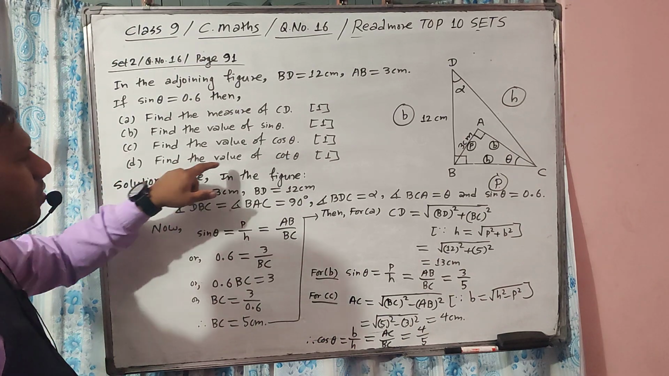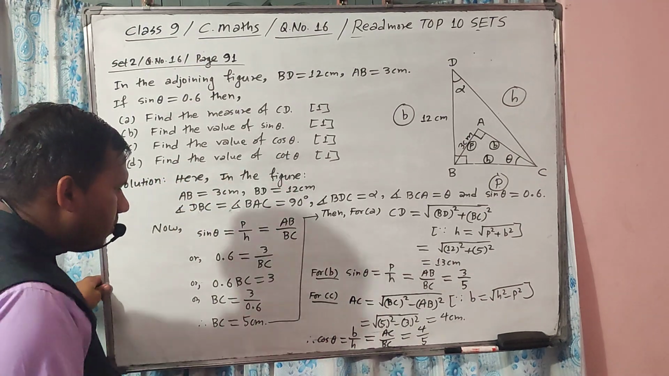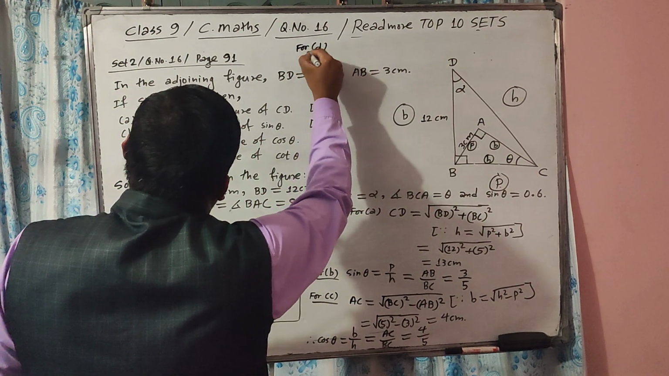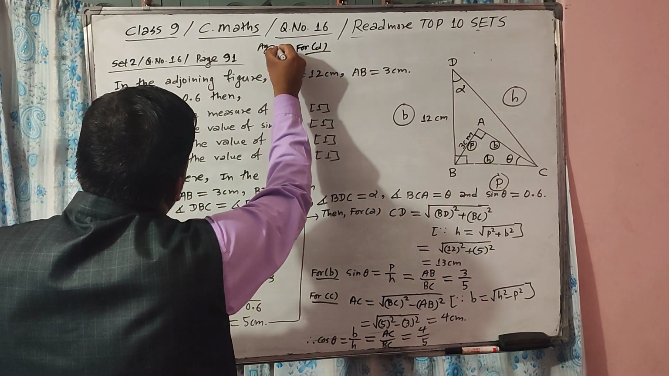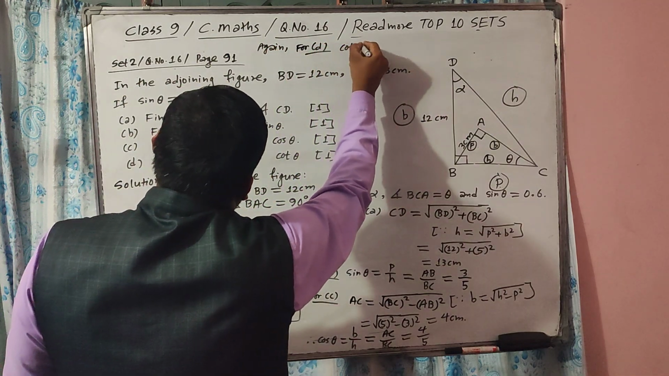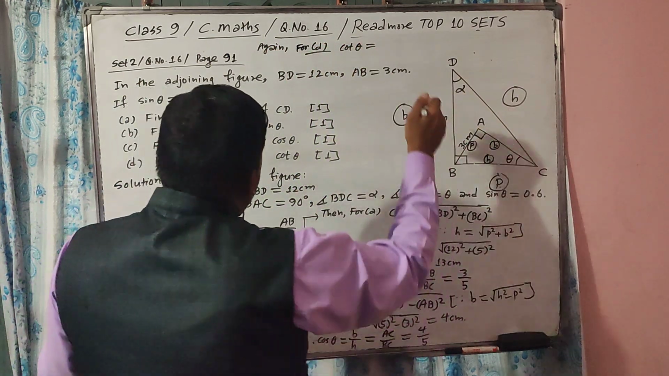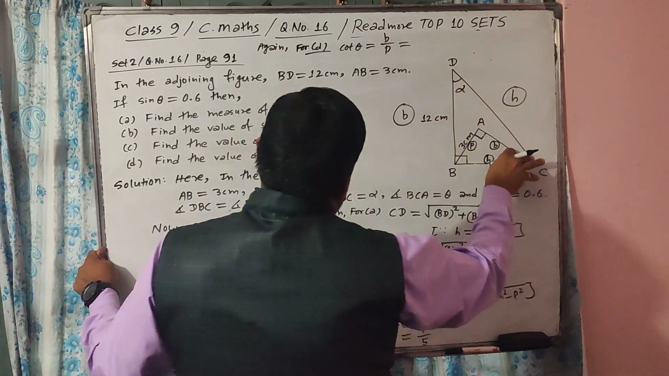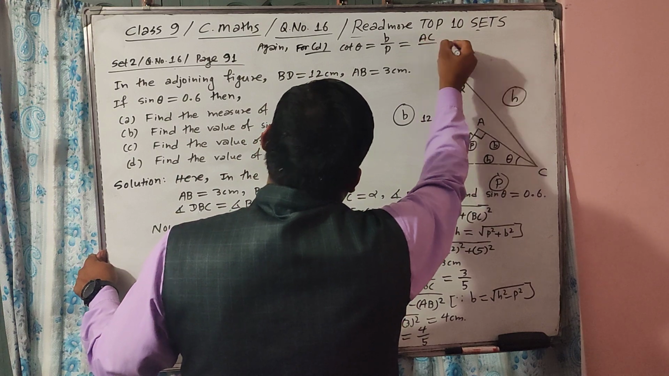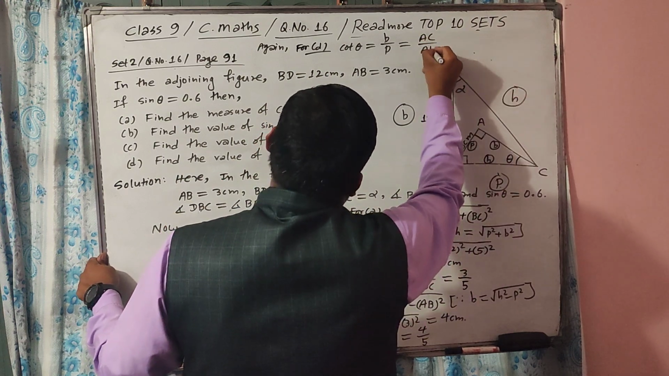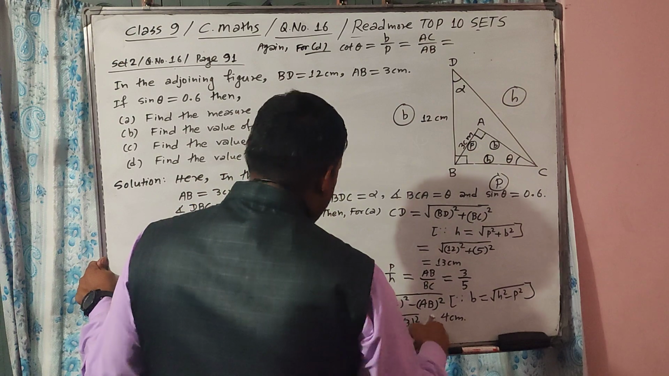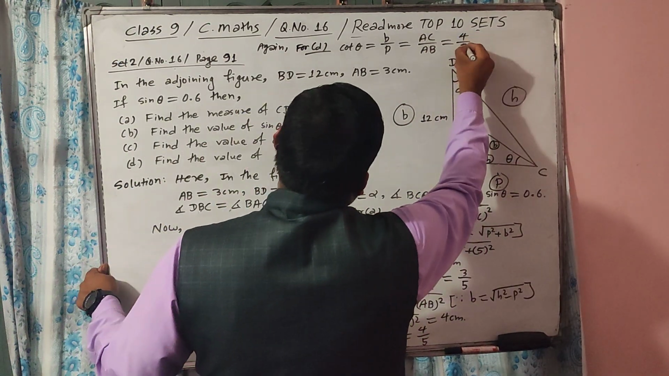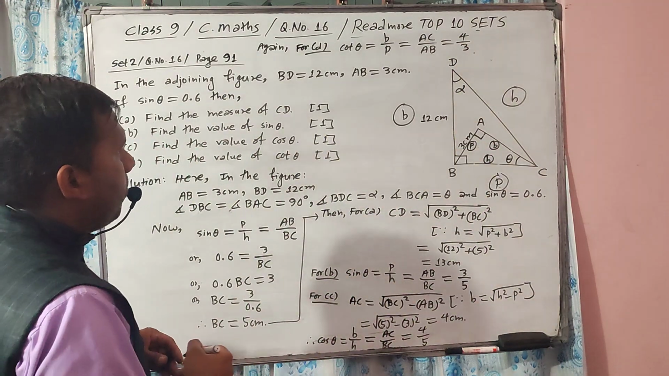Finally, for D, we have to find the value of cot theta. With respect to theta, cot theta equal to base by perpendicular, B by P. Base is AC, perpendicular is AB, so AC by AB. AC is 4, upon AB is 3, so 4 by 3. That is the value of cot theta.